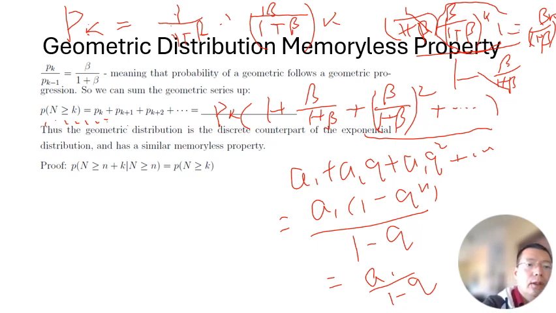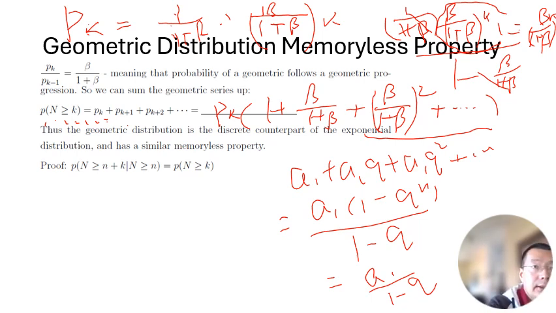Now let's talk about the memoryless property. If we say the geometric distribution is memoryless, it means that the probability of N greater than m plus k, given that N is greater than m, would be the same as the probability of N greater than k.